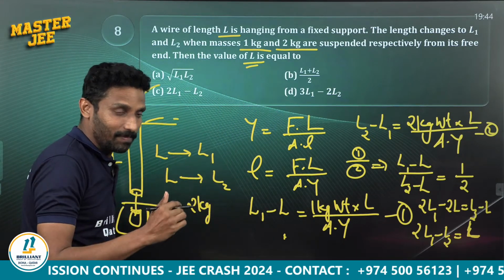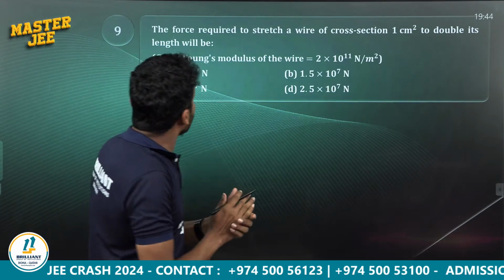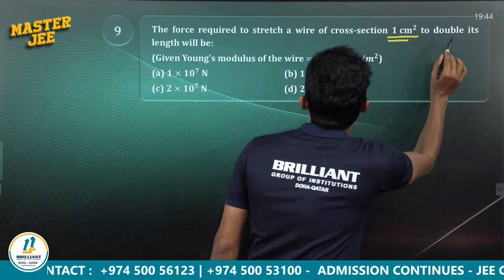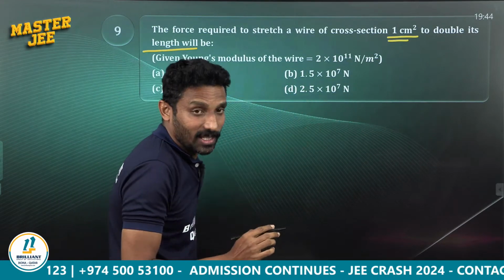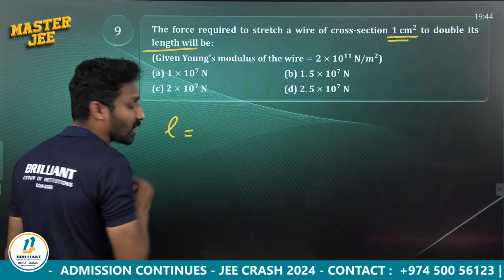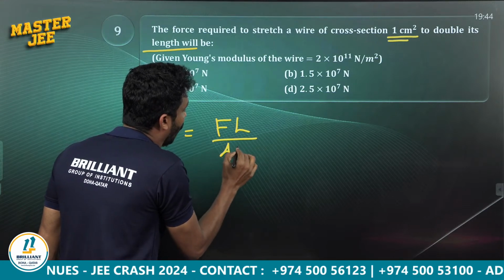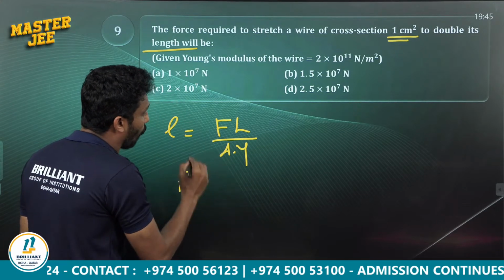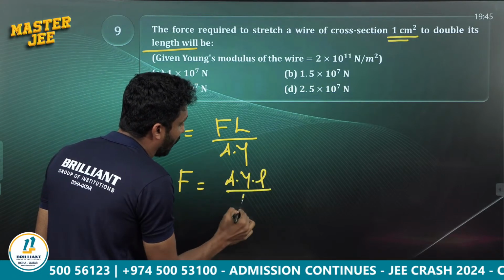Clear? Very simple. Moving to the next question, number 9. The force required to stretch a wire of cross section 1 centimeter square to double its length. To double its length, how much force is required? We have extension l is equal to FL divided by AY. Then the force F is equal to AY into l divided by L.